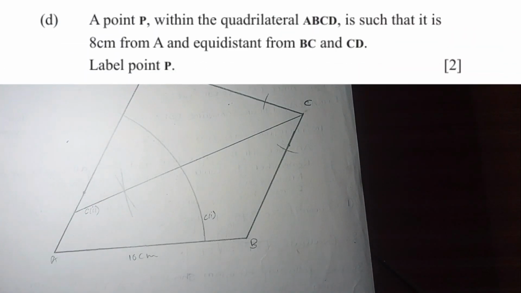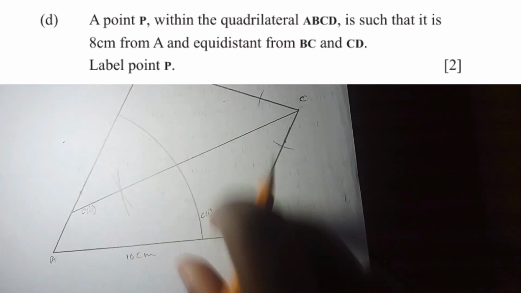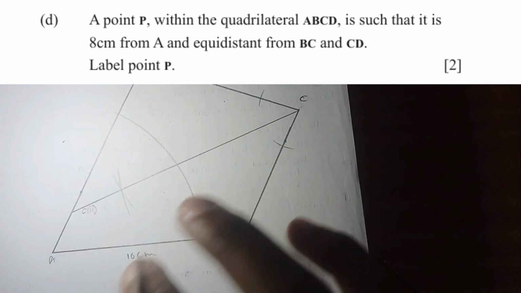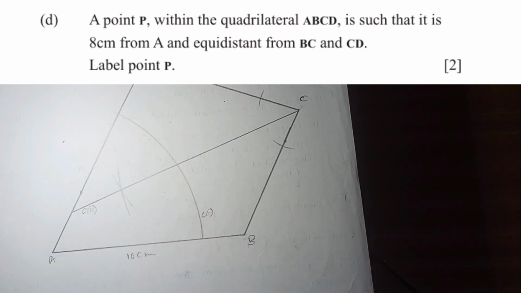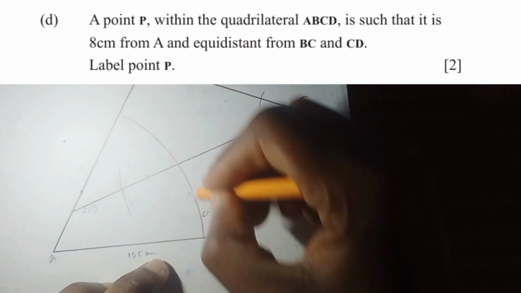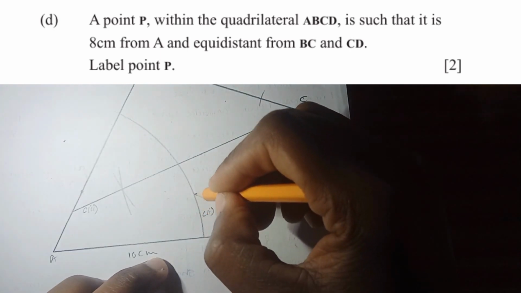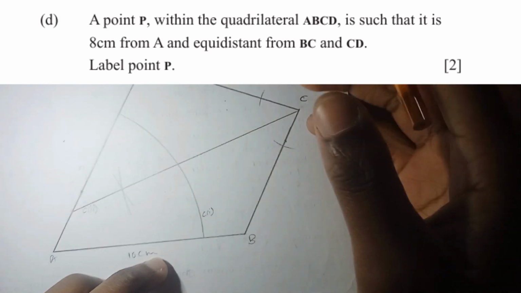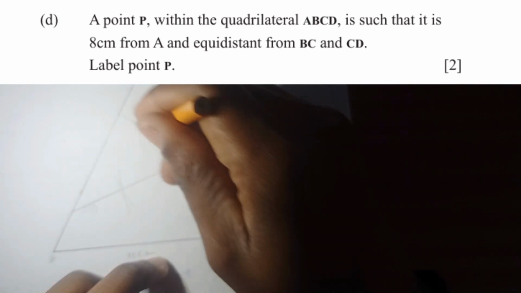Let us go to part D. Part D says that a point P within the quadrilateral ABCD, so point P lies inside the quadrilateral. And what does it say? The point P within the quadrilateral ABCD is such that it is 8 centimeters from A. What is determining what is 8 centimeters from A is this arc here, and they're telling us that this point P is 8 centimeters, which means it's along this line. The question doesn't say greater or equal to 8 centimeters. It says 8 centimeters. So P lies exactly on this line.